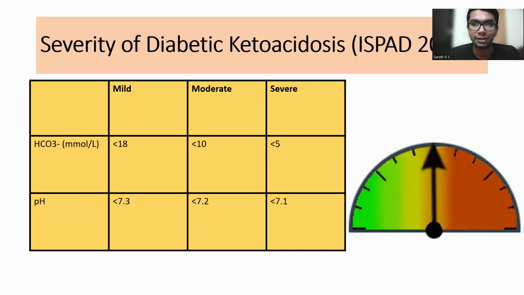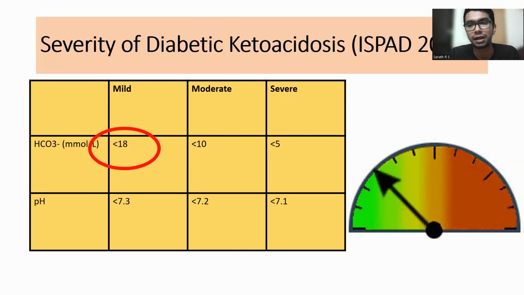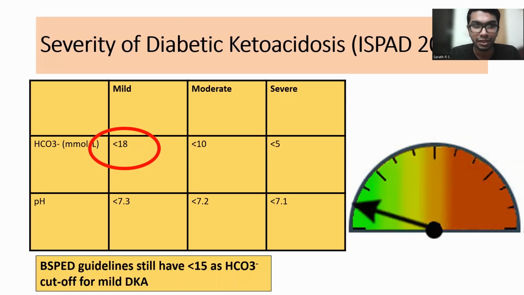Again, you might have noticed the difference. As per the ISPAD guideline, the cutoff of mild DKA is now less than 18 millimoles of bicarbonate. However, BSPED still sticks to the older standard, that is less than 15.